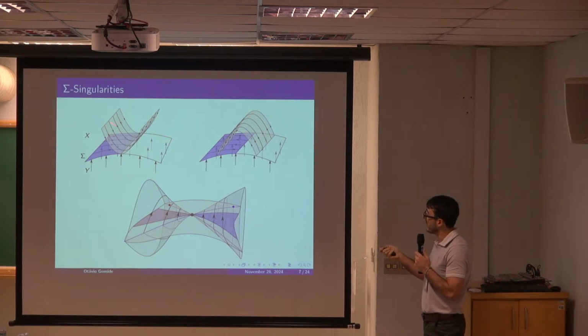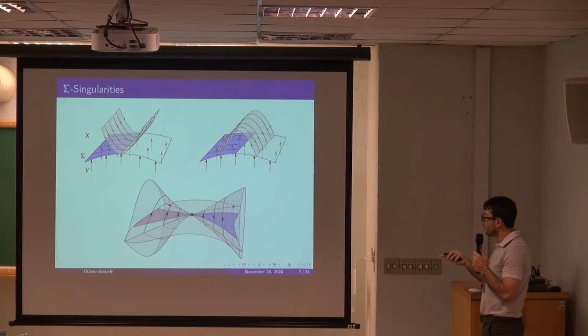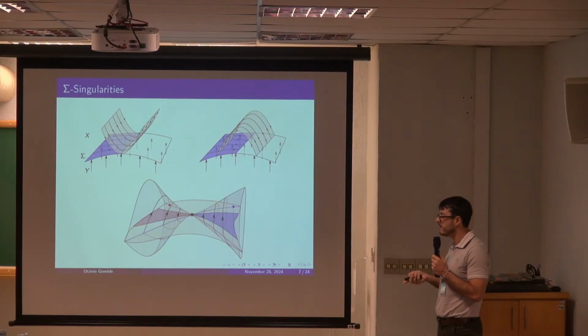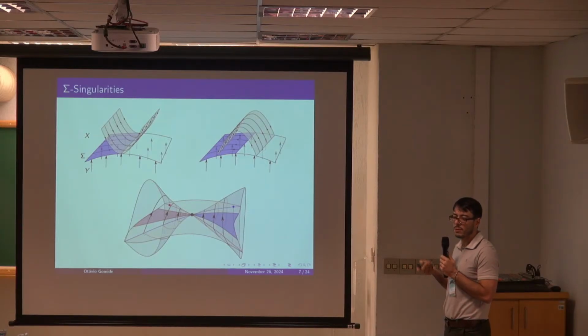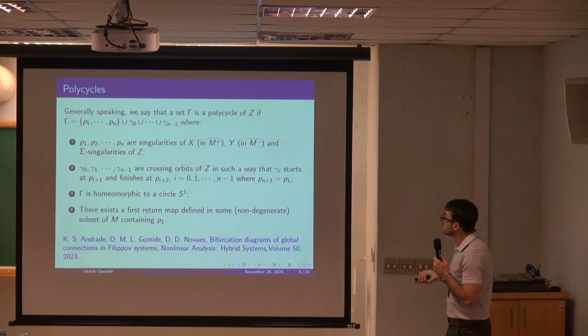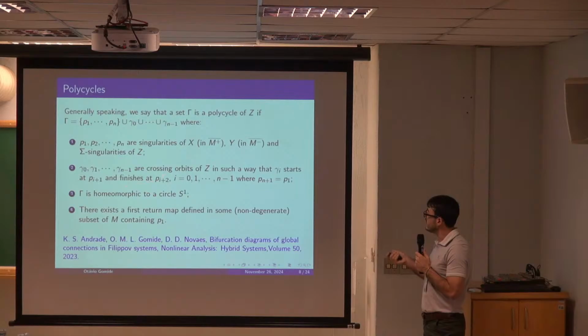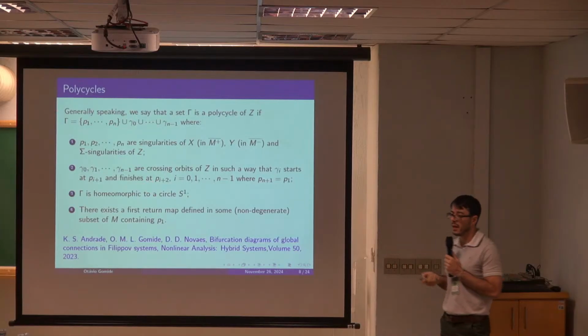Here, in this case, we have this part stable, this part unstable, and this part stable. So here we have the local invariant manifolds as in the smooth case. So we ask ourselves, what happens when we have a global connection? This leads us to the concept of polycycle.